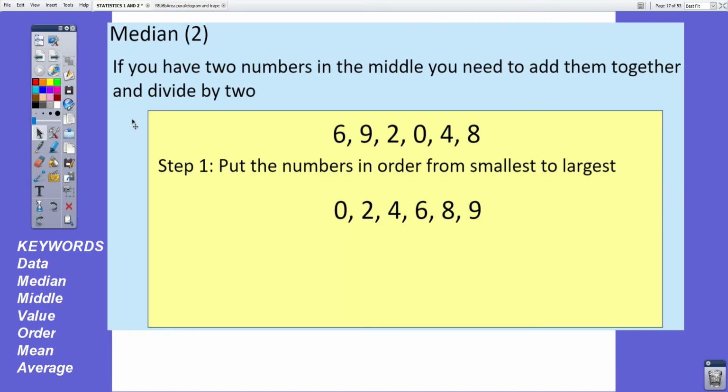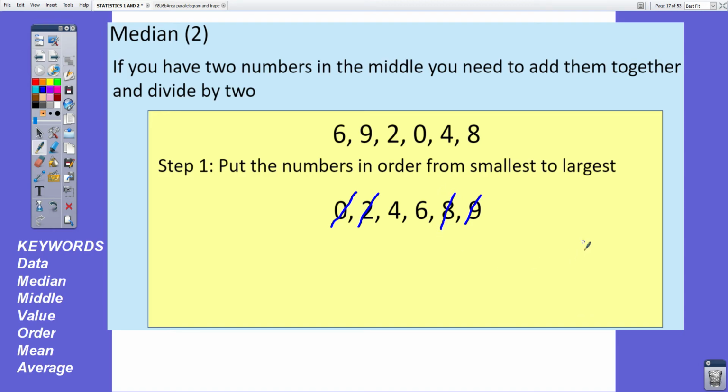Now, sometimes with the median, you might have more than one possible median. For instance, you might end up with two numbers in the middle. Let me show you what I mean. Here, we've got 6 data values. Step 1, put the numbers in order from smallest to largest: 1, 2, 3, 4, 5, 6. Cross one off at the front, one off at the end. One off at the front, one off at the end.